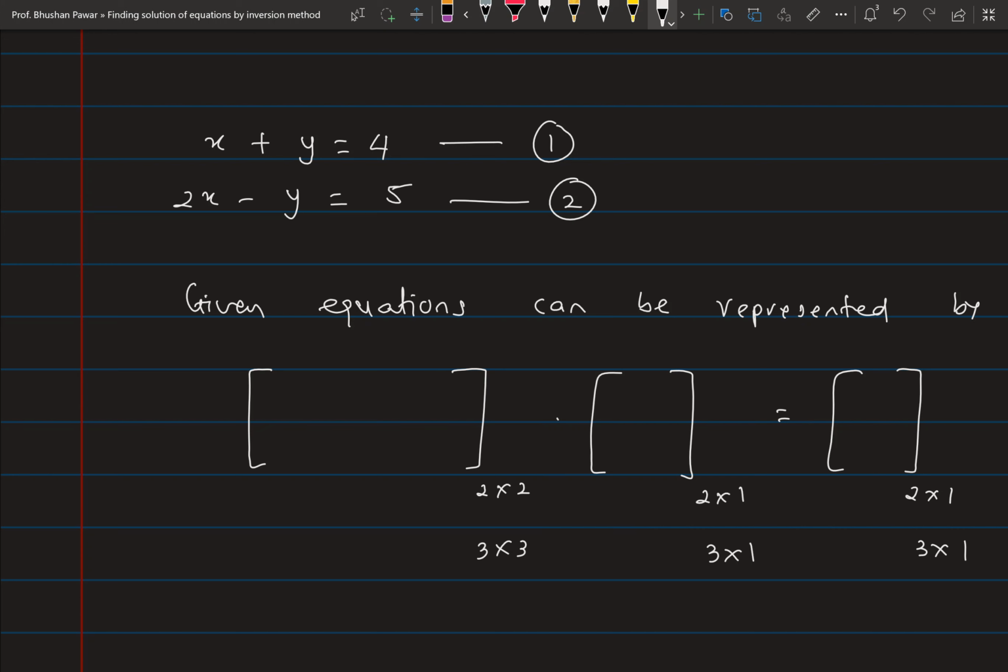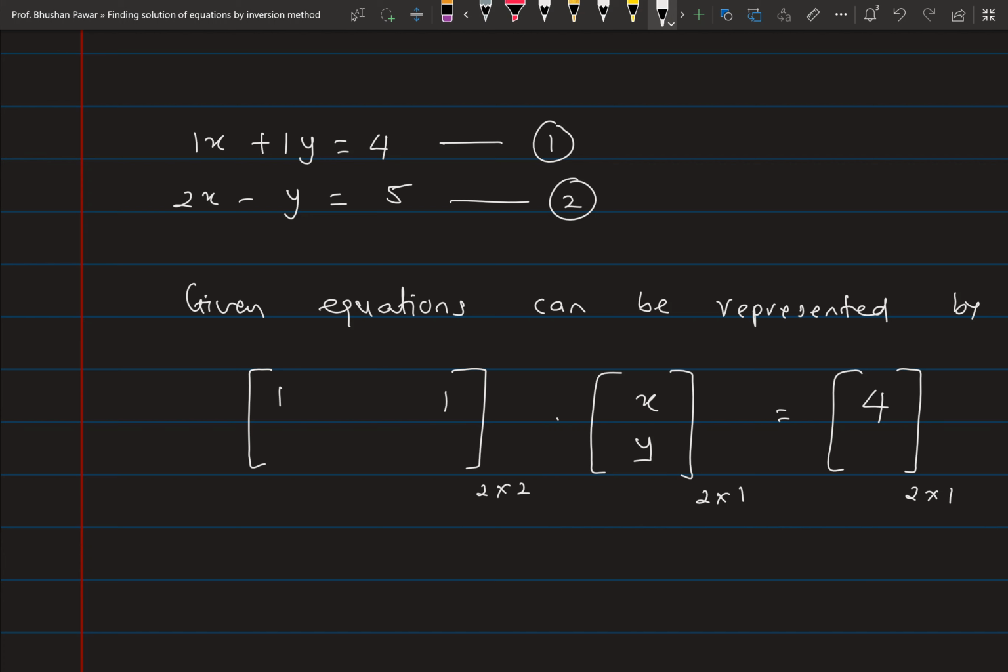Is it clear? So for 2 equations and 2 variables, the order is 2 by 2, 2 by 1, 2 by 1. If 3 equations and 3 variables, the order will be 3 by 3, 3 by 1, 3 by 1. Now we use the coefficients for the left hand side matrix. The coefficients of x and y in the first equation are 1 and 1, and the number on the right hand side is 4. I have written it here, and the second matrix will be written as x and y.